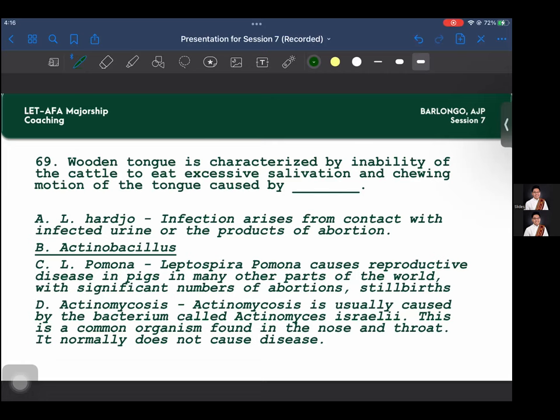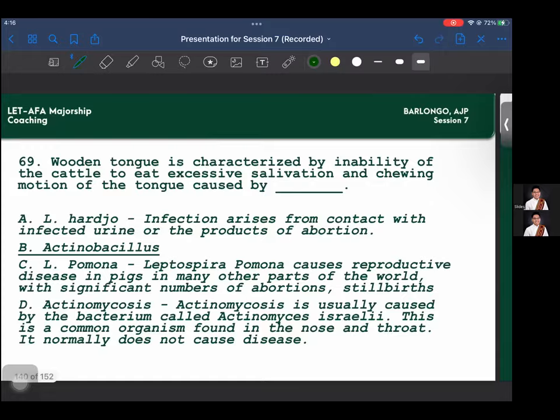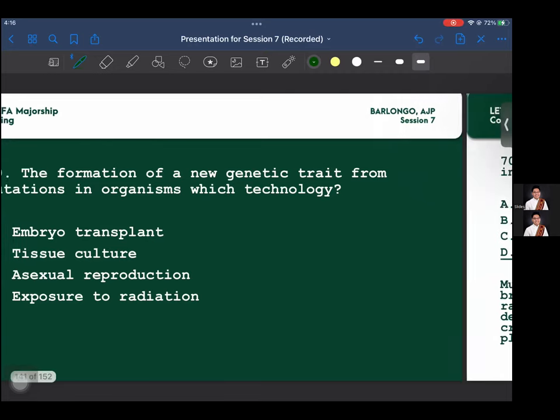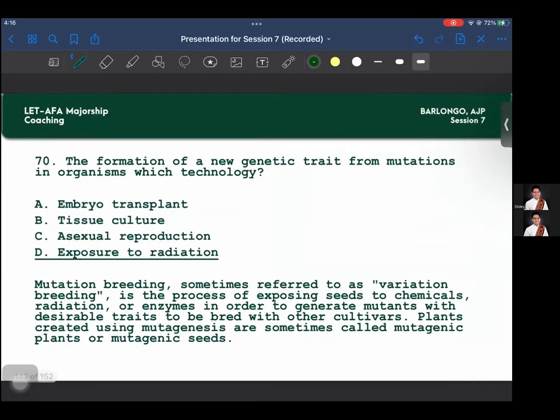So perhaps I will just run through the next items kasi ang bagal ng aking internet connection. So number 70. And we're five items away na lang naman pala. So the formation of a new genetic trait from the mutations in organism, so which among these following technologies uses that? A, embryo transplant, B, tissue culture, C, asexual reproduction, or letter D, exposure to radiation. So for this one, this is actually a type of breeding as well.